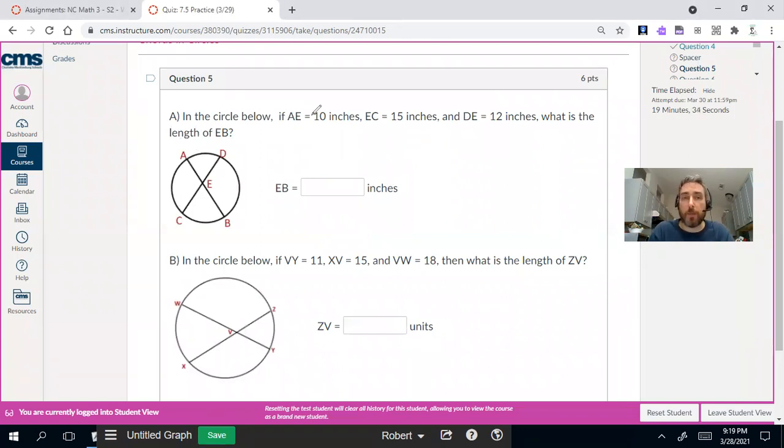In the circle below, AE is 10 inches. You might want to redraw this or label it on your computer if you can. So that's going to be 10. EC is 15. Now notice that EC is in a different segment, so I'm going to color code it, and put a 15 there. DE is 12. DE is along the same segment as CE, so I'm going to put a 12 there. And the question says, what is the length of EB? So I want to know EB.